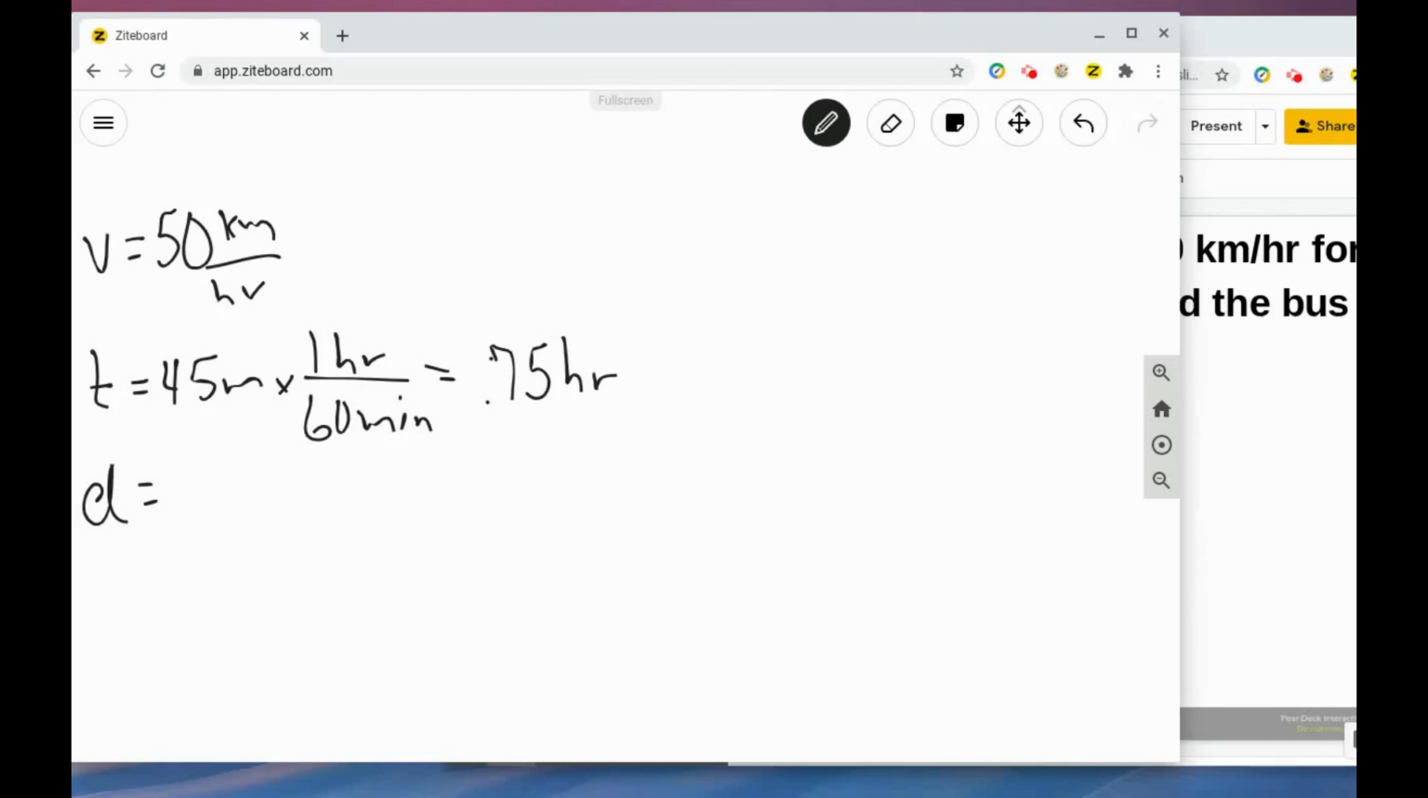So then we'll take our 50 kilometers per hour is going to equal distance over 0.75 hours. So the distance turns out to be 50 times 0.75, or 37.5 kilometers.